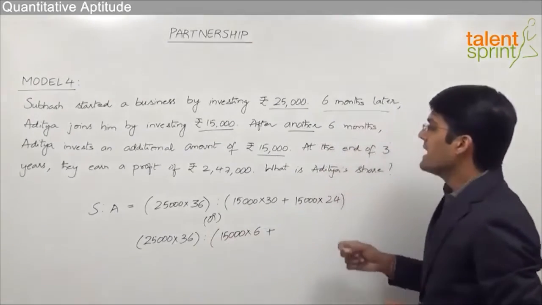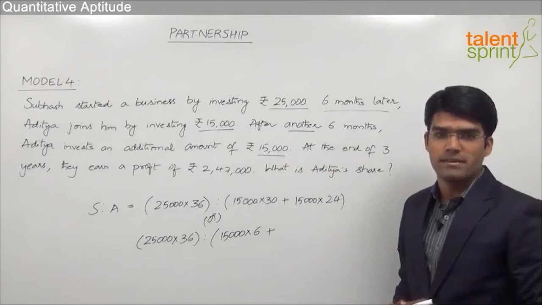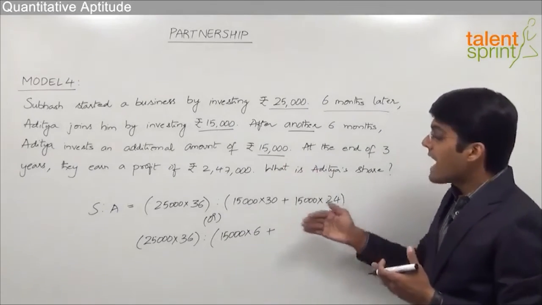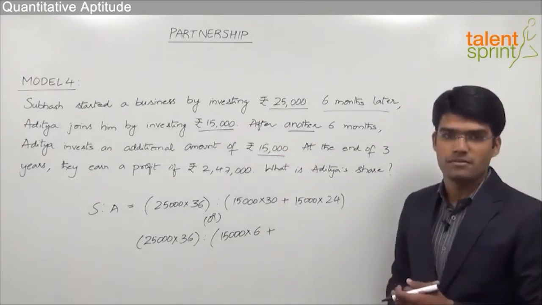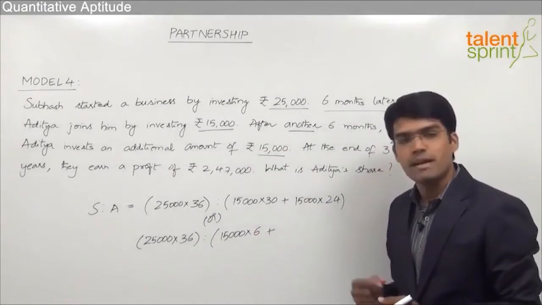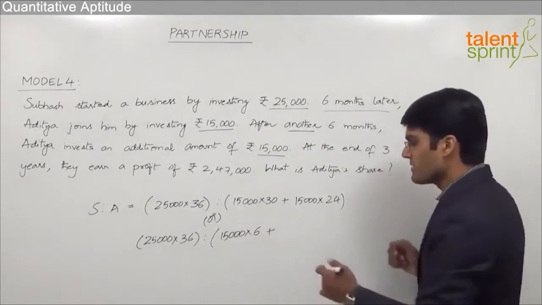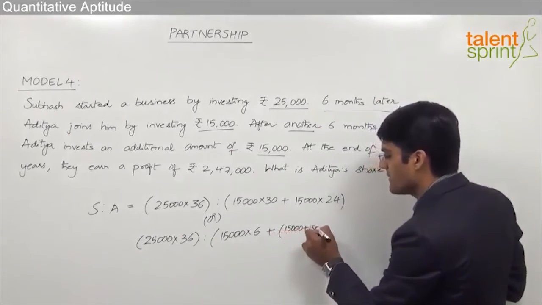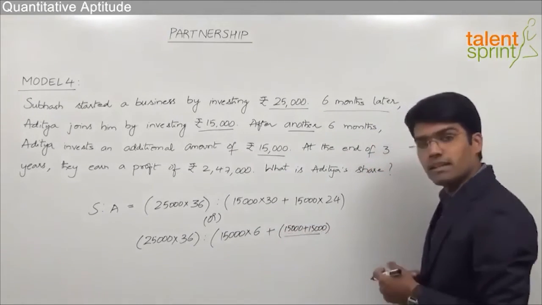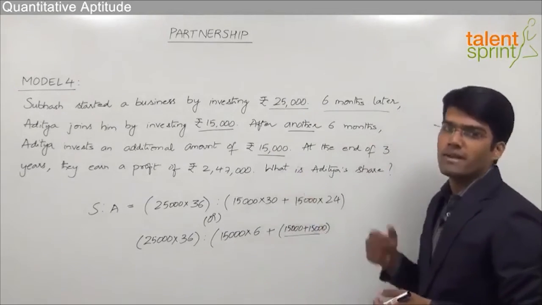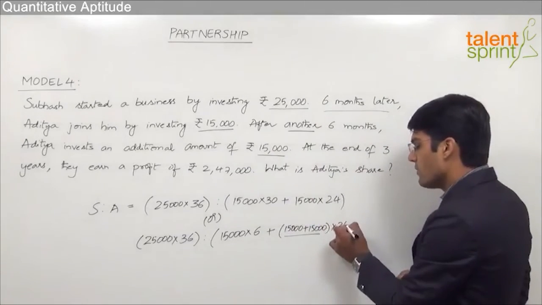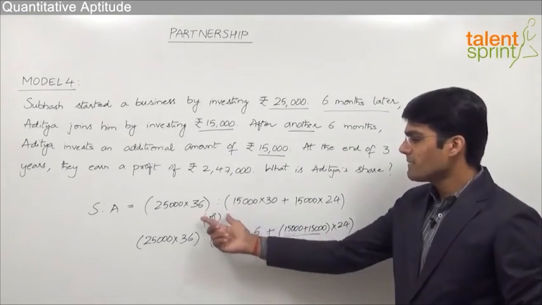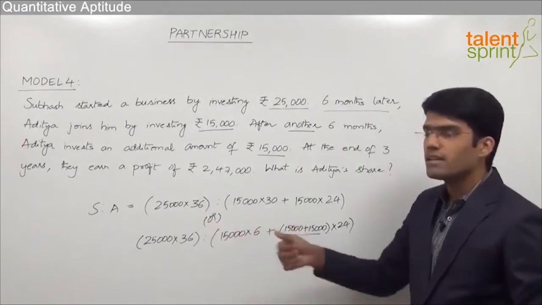And after that, he has invested an additional amount of 15,000. Understand, friends, that already he had an investment of 15,000 and after 6 months, he has invested another 15,000. So the total investment after these 6 months for Aditya will become 30,000. So his investment after this will be 15,000 plus another 15,000, and this total investment of 30,000 was present for the remaining 24 months. So this into 24 will give us the total investment of Aditya. So either we can take the ratio in the first method or in the second method. In both cases, the ratio remains the same.